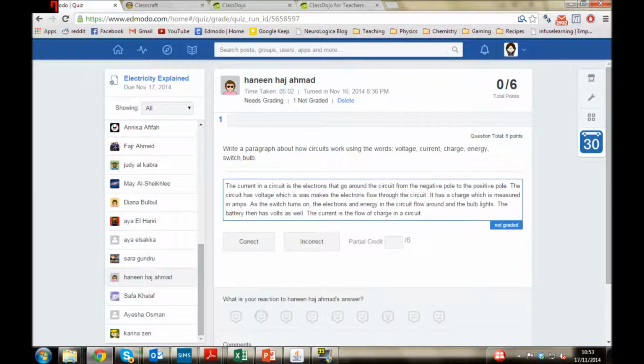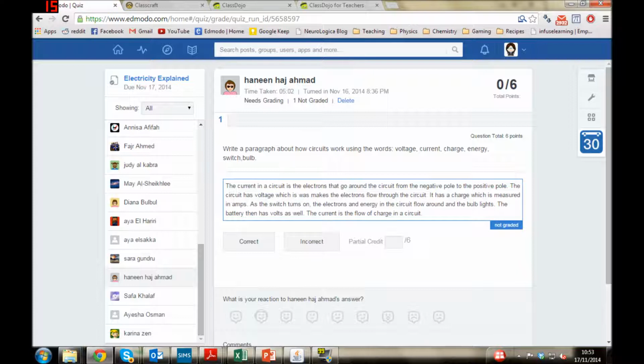Haneen: The current in a circuit is the electrons that go around the circuit from the negative pole to the positive pole. Okay, so the electrons flow, but don't get confused with conventional current, which goes from positive to negative. The circuit has voltage, which makes the electrons flow through the circuit. Careful here, this is just lazy. It means you're not really rereading it, you're not checking over it.